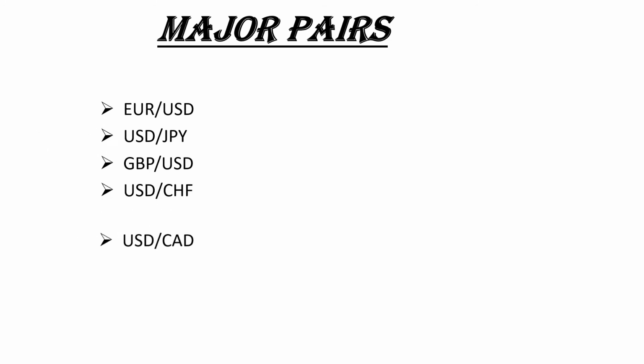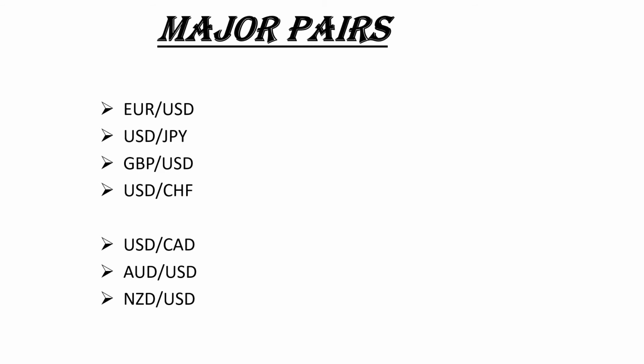We are going to look at major pairs in detail. The first one, as I already said, is Euro USD. There are 7 in all. USD JPY, GBP USD, USD CHF, USD CAD. You normally call it CAD. That's Canadian dollar. AUD USD, NZD USD. So these are our major pairs in all, 7. 1, 2, 3, 4, 5, 6, 7.